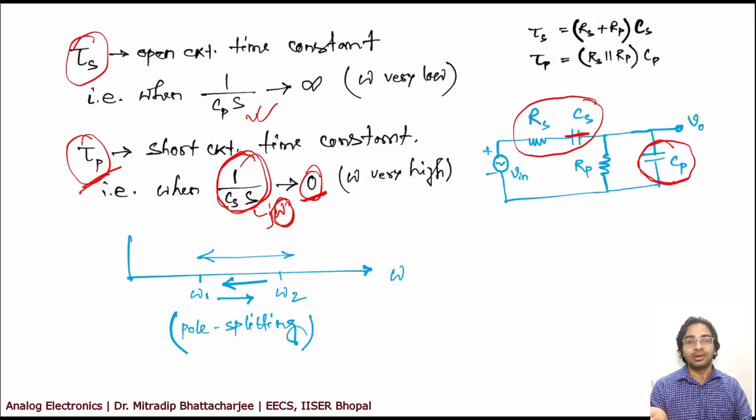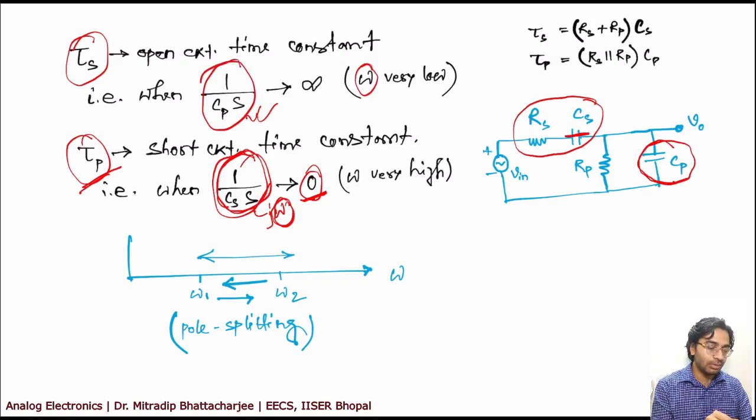The other one is almost 0, right? Because the whole impedance is acting as a short circuit. Similarly, when your omega is very low, the impedance of this will be very high. So you will have tau s, the open circuit time constant. So let us consider this is omega 1, this is omega 2. Now if you see this in the plot, say this is your omega axis, you have omega 1 here, omega 2 here.